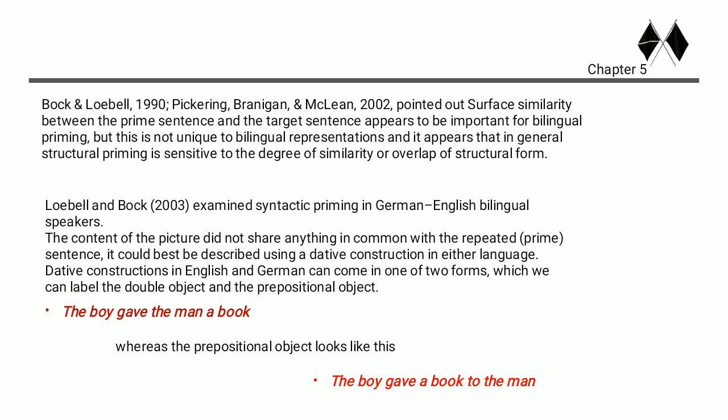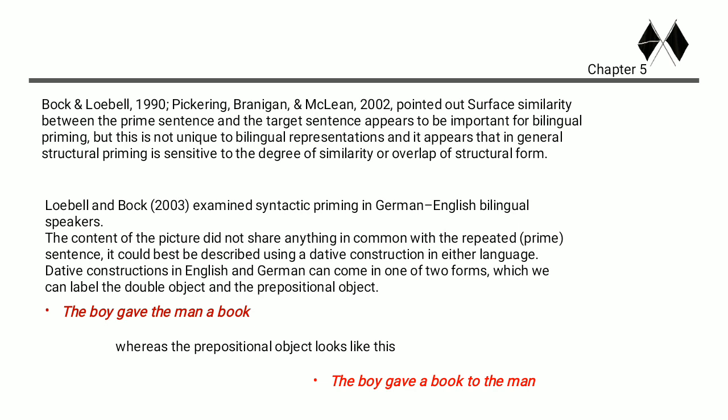Loebell and Bock 2003 examined syntactic priming in German-English bilingual speakers. The content of the picture did not share anything in common with the repeated prime sentence. It could best be described using the dative construction in either language. The dative construction in English and German can come in one of two forms, which we can label the double object and the prepositional object. The double object version of the dative structure looks like this. As you can see from the slide, the example, the boy gave the man a book, whereas the prepositional object, the boy gave a book to the man.